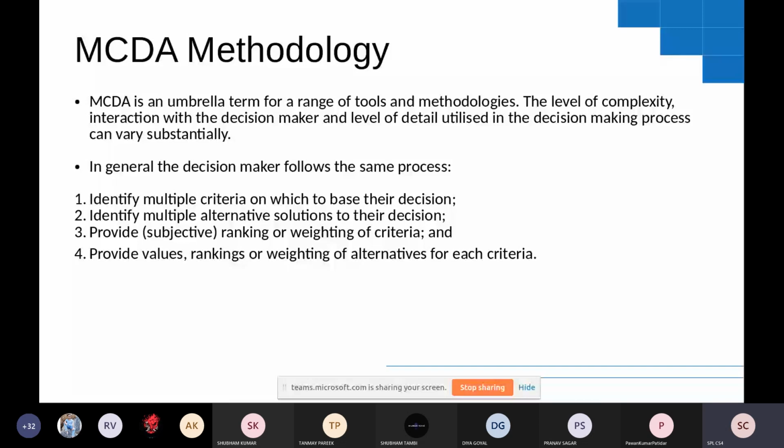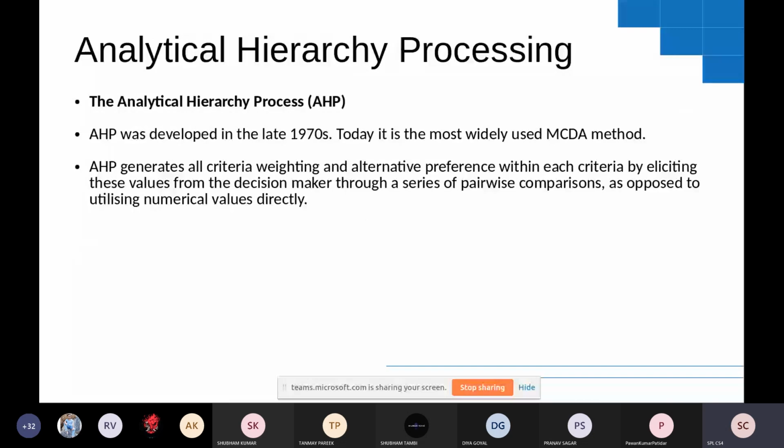But we have to understand that MCDA is an umbrella term for a range of tools and methodologies. And there are some different algorithms present under this umbrella term itself. So by now we have understood simply that multi-criteria decision analysis is a sustainability assessment approach to help decisions to be made. Now, one particular algorithm that falls under the multi-criteria decision-making approach is analytical hierarchy processing. Now, what it is, how it was developed, we will talk about it.